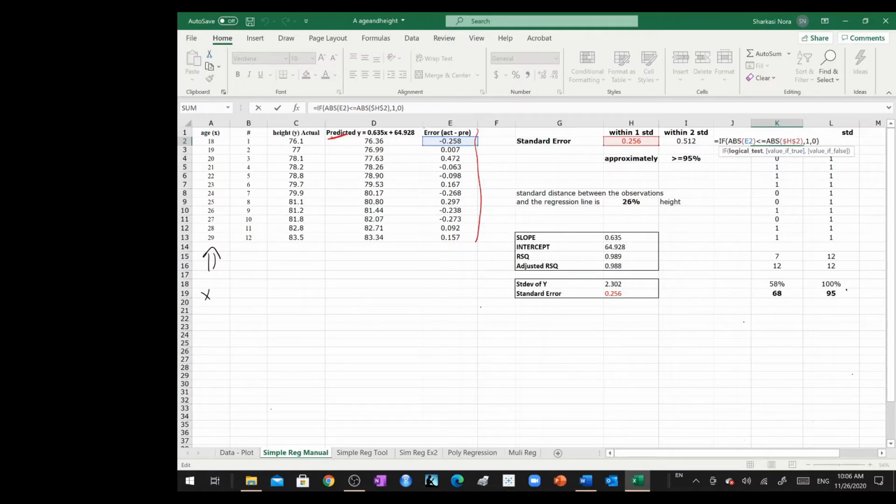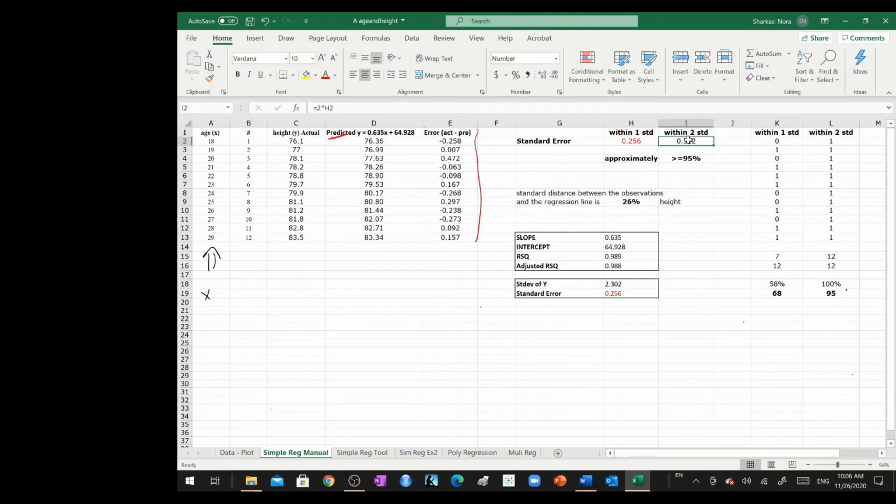The standard error here is positive, so we don't need to really put the ABS, which is the absolute value. And please make sure that you add these dollar signs so that you freeze the cell. So over here, you find out your testing. Is it within this error? Is it within one standard error? And then find the two standard errors.